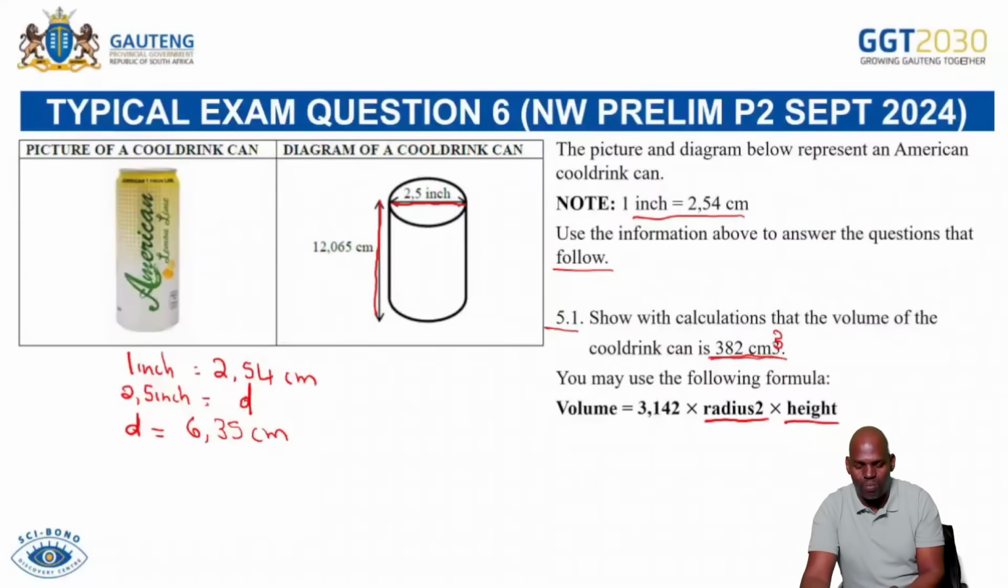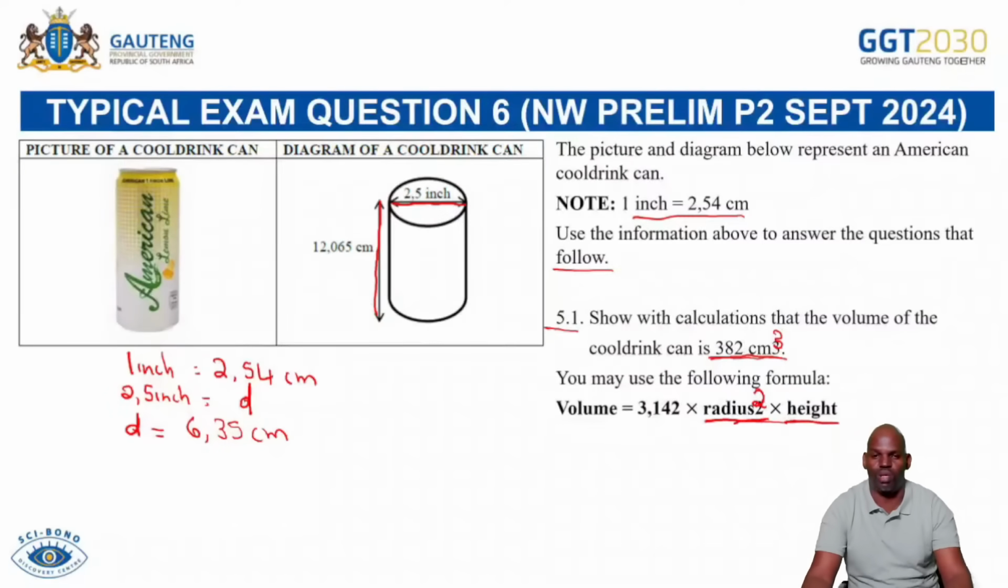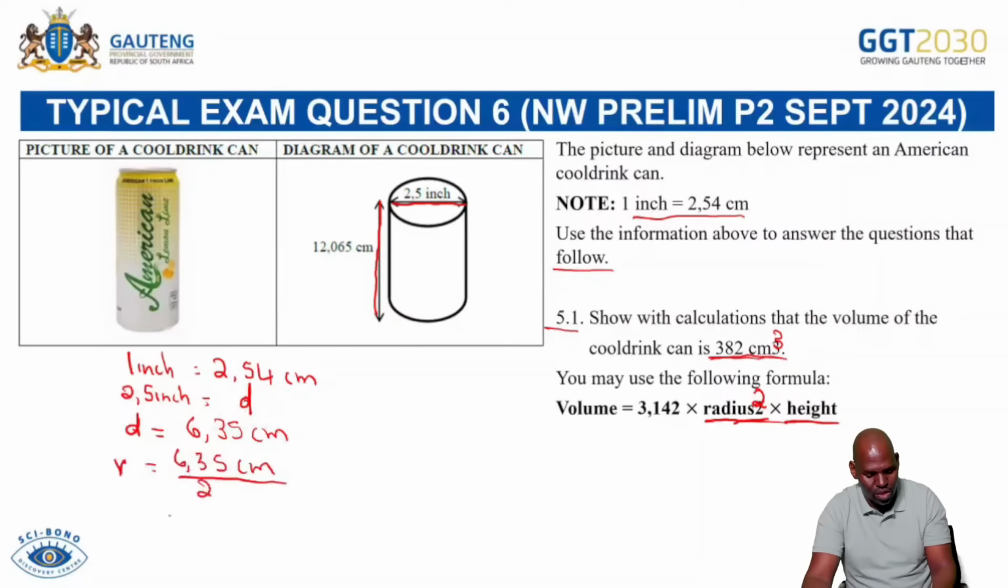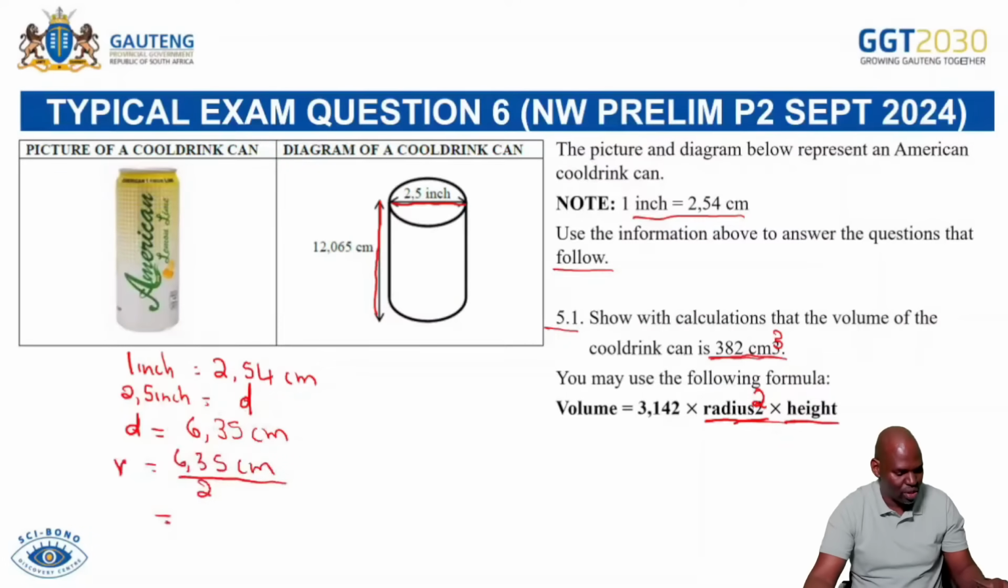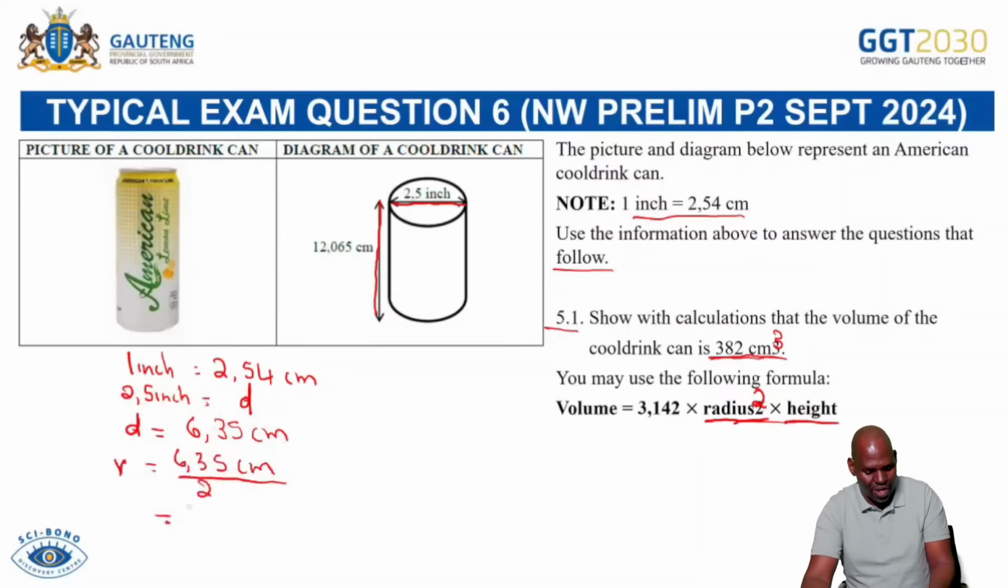So in order for my answer to be in centimeter cubed, everything that I substitute into the formula must be in centimeters. Okay, 3,142 times radius, so this must be a square, sorry, so this one must also be a square. Then let's check, do I have the radius? I don't have the radius, but I've got the diameter. I can get the radius from the diameter, so therefore the radius will be 6,35 centimeters divided by 2. So 6,35 divided by 2, then I get 3,175 centimeters. Now I have the radius.